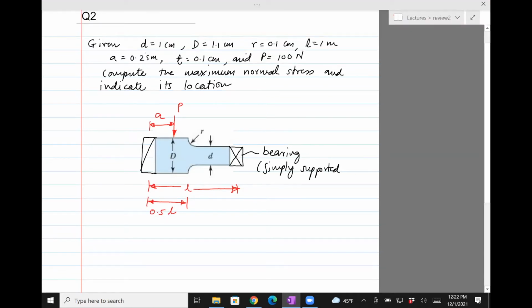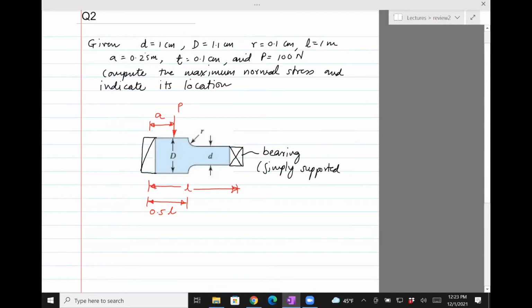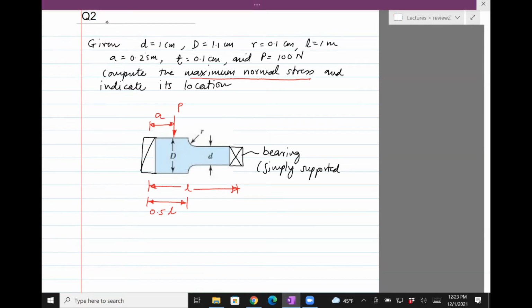Okay, so here's a question on finding the maximum normal stress. The reason why it's slightly different from a beam problem is because there's a change in geometry. When there's a change in geometry, there's going to be a stress concentration, and you need to take into account stress concentration when you compute the maximum normal stress. So this is a problem where you'll see how the stress concentration affects our judgment of how to compute the location of the maximum normal stress.